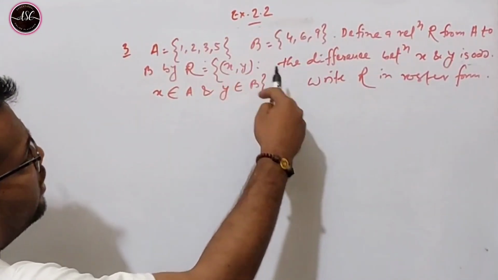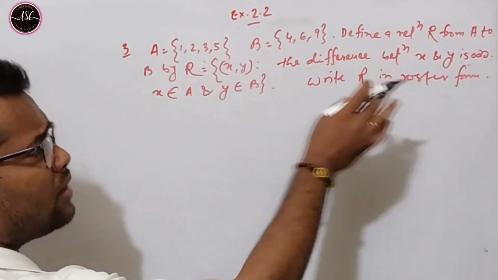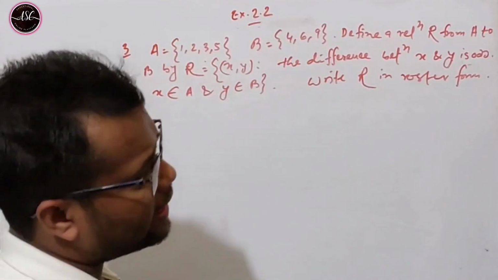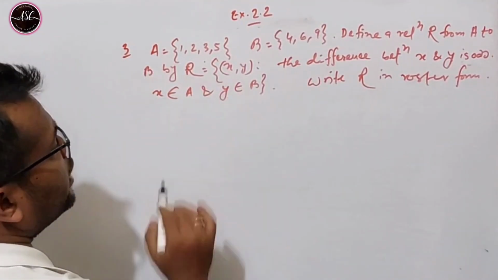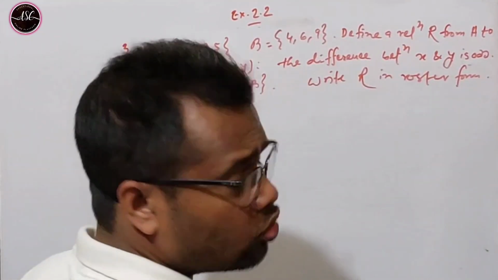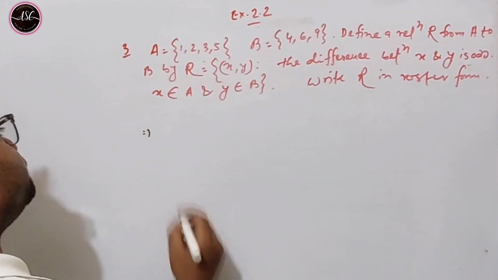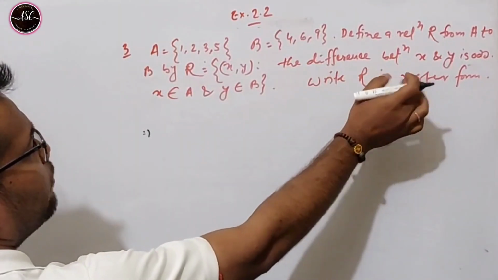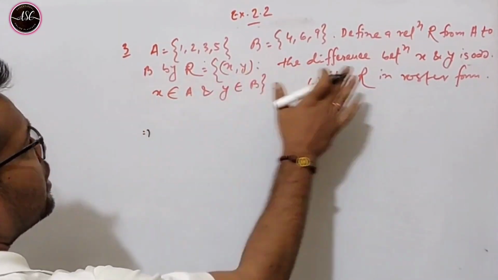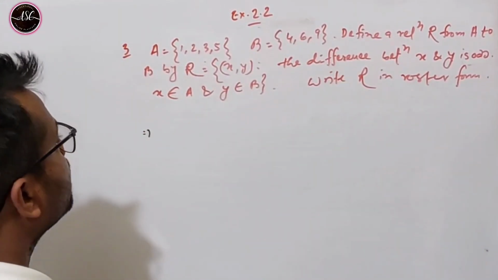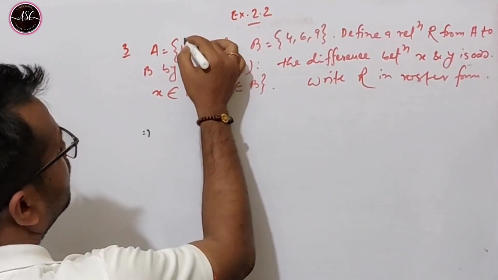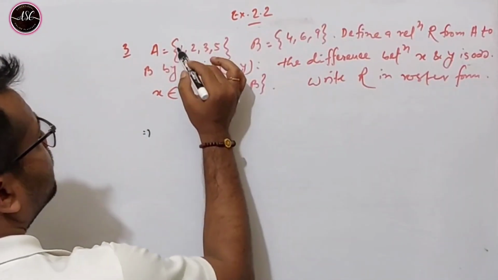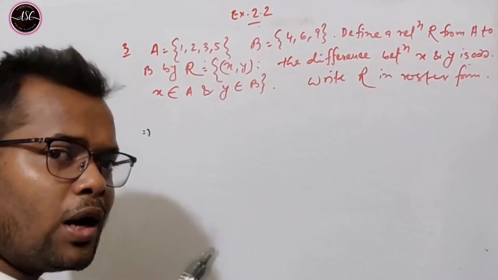A equal to {1, 2, 3, 5}, B equal to {4, 6, 9}. Define a relation R from A to B by R equal to (x, y) such that the difference between x and y is odd, x belongs to A, y belongs to B. Write R in roster form. So just look. Here the difference between x and y will be odd. So we just imagine the Cartesian product of A and B. Okay. There should be a pair 1 to 1 and 4.